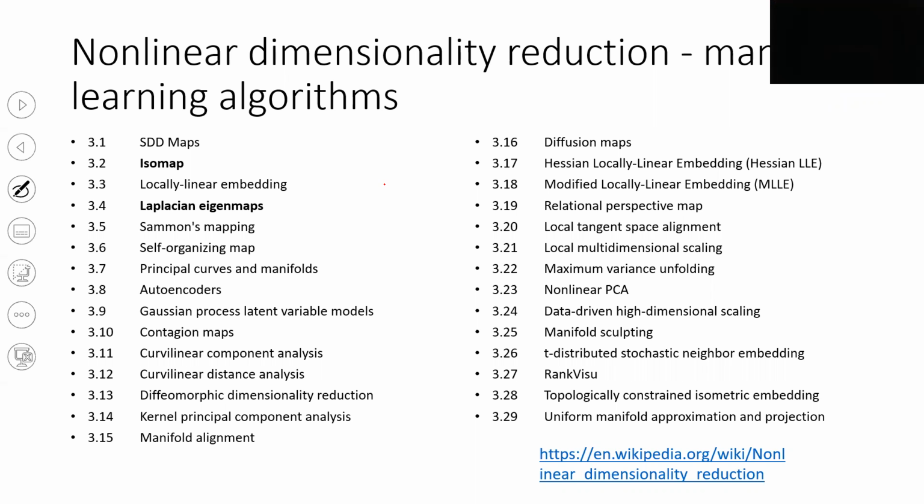There are many machine learning algorithms taking manifold structure into account. Those are the lists of all the machine learning methods which consider this nonlinearity and use manifold learning. We will take a look at only two of them today. One is called Isomap, another is called Laplacian eigenmaps.